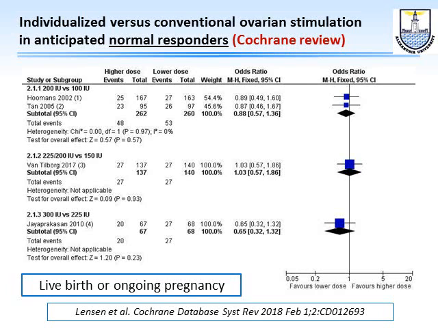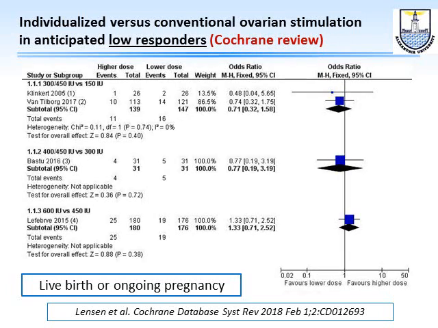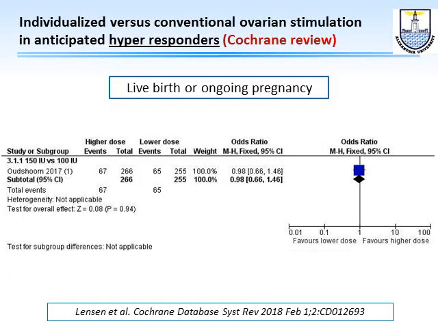Because so far, this is the Cochrane review published in 2018, which showed that in normal responders, individualized versus conventional ovarian stimulation made no change in live birth rate or ongoing pregnancy rate. In low responders, no change in live birth or ongoing pregnancy rate. And even in hyper responders, there is no change in live birth rate or ongoing pregnancy rate. And this confirms what we have been saying all the time. It does not change your success rate. It may only diminish your ovarian hyperstimulation syndrome.